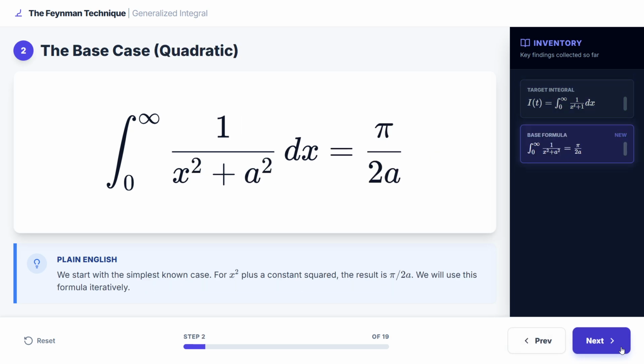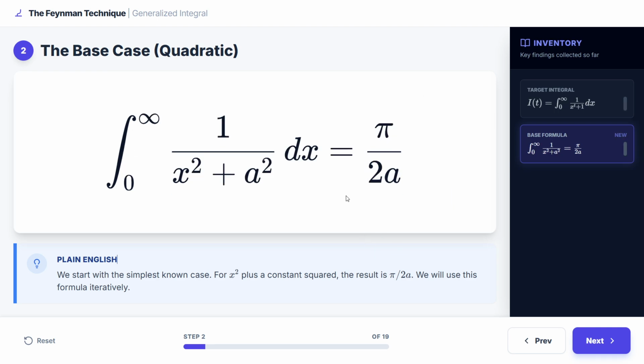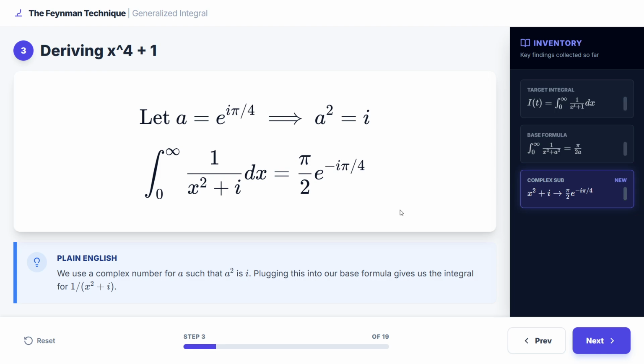All right. So the first thing we're going to recognize is that this is true. This integral is equal to that. All right, that means we should be able to plug in any value, real or complex, into this, and it will be valid. So we're going to choose a is equal to e to the i pi over 4, meaning a squared is equal to i.